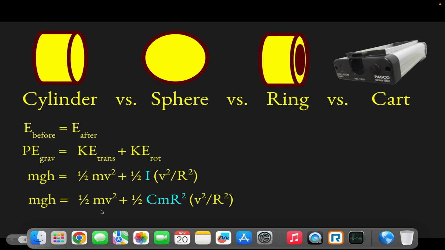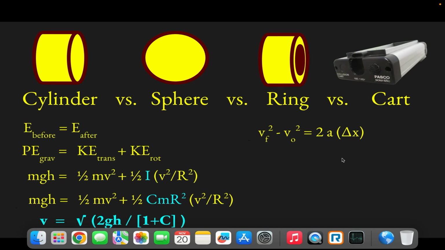Okay, so if we continue here, we could solve for v after canceling the mass from each term. We could solve for what the velocity would be, at least in the case of the three shapes on the left, and we get this expression for the velocity. With the exception of the cart, again, this moment of inertia term will be near zero, so you could think of the c value as being near zero in the case of the cart. So this would be an expression for the velocity, but now let's get an expression for the acceleration of each of the objects down the ramp.